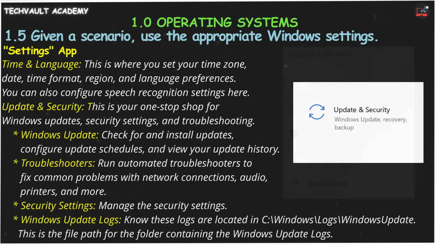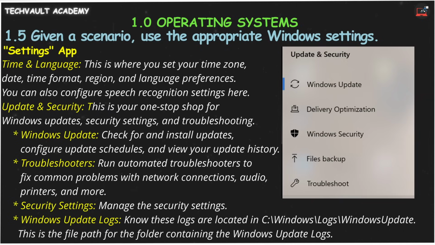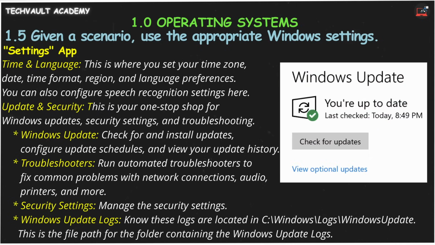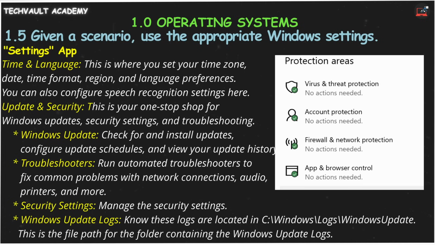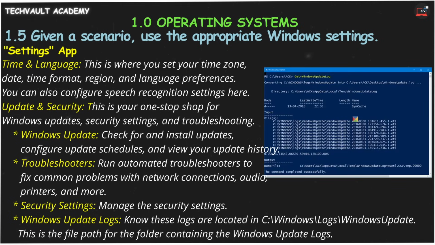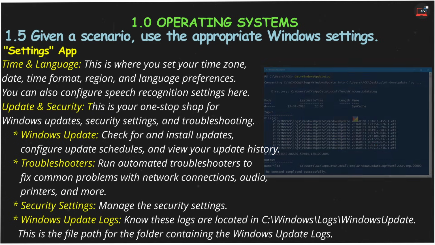Update and security. This is your one-stop shop for Windows updates, security settings, and troubleshooting. Windows Update. Check for and install updates, configure update schedules, and view your update history. Troubleshooters. Run automated troubleshooters to fix common problems with network connections, audio, printers, and more. Security settings. Manage the security settings. Windows Update logs. Know these logs are located in C:\Windows\Logs. This is the file path for the folder containing the Windows Update logs.